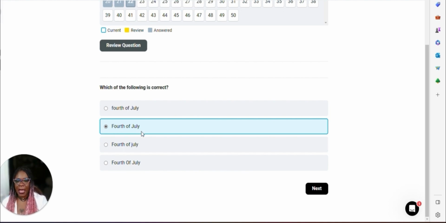Holidays need to be capitalized. However, the word of is typically never capitalized. If it's joining two different words together that are capitalized, it's usually lowercase.